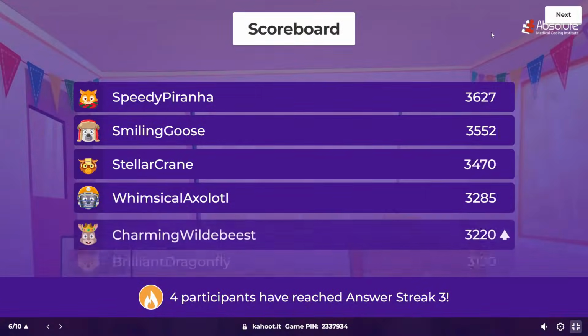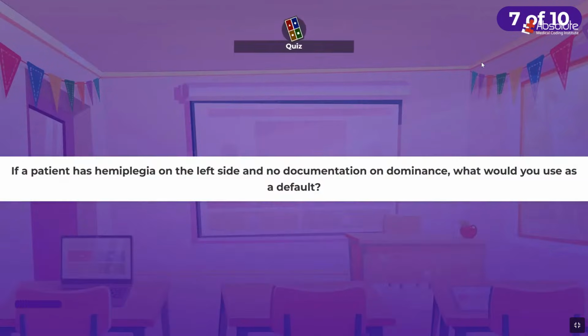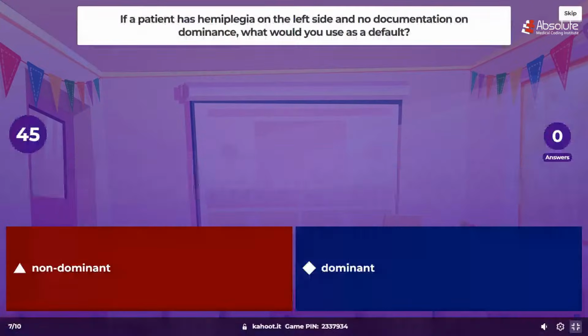All right. Let's look at this scoreboard. Speedy Piranha, you are killing it in first place. Great job. All right, next question. If a patient has hemiplegia on the left side and no documentation on dominance, what would you use as a default? Would you code it as non-dominant or would you code it as dominant? Again, we did go over this guideline in our scenarios. We did bring this one up, so keep that in mind. You guys got this one. I know you do.